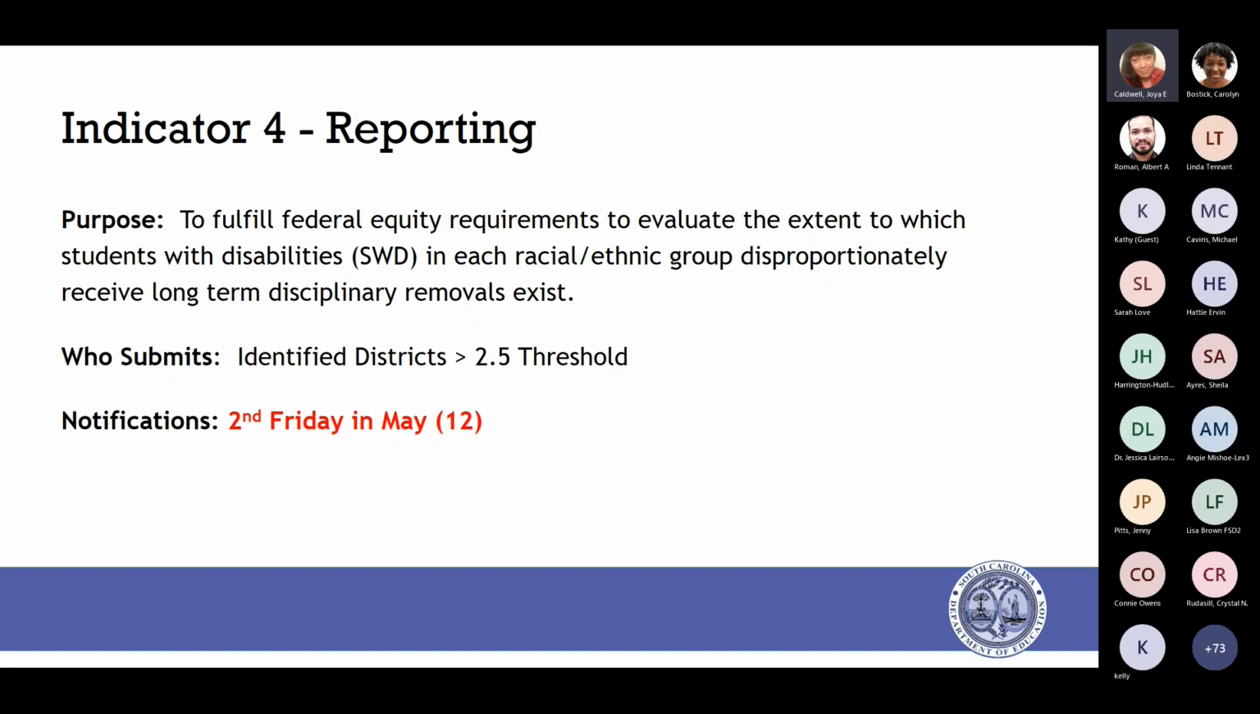All notifications for this indicator will be going out on the second Friday in May, which is the 12th. And the same will be true, as you'll see, for indicators 9 and 10 as well. Next slide, please.